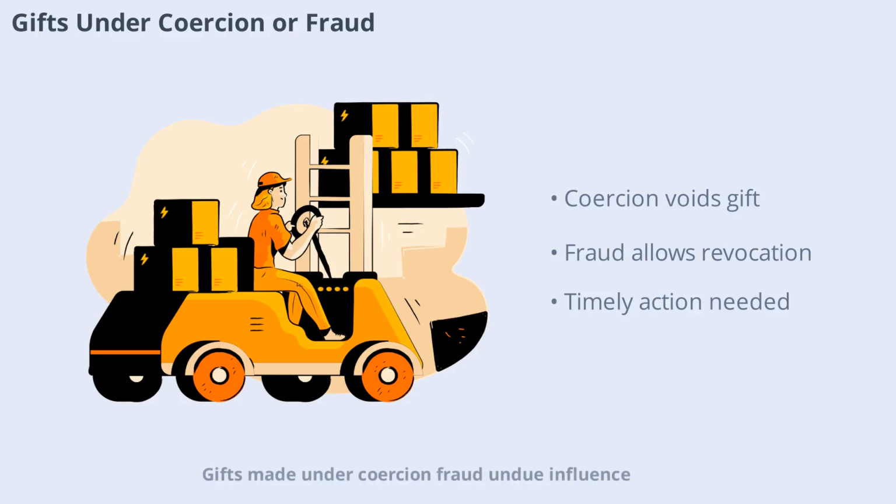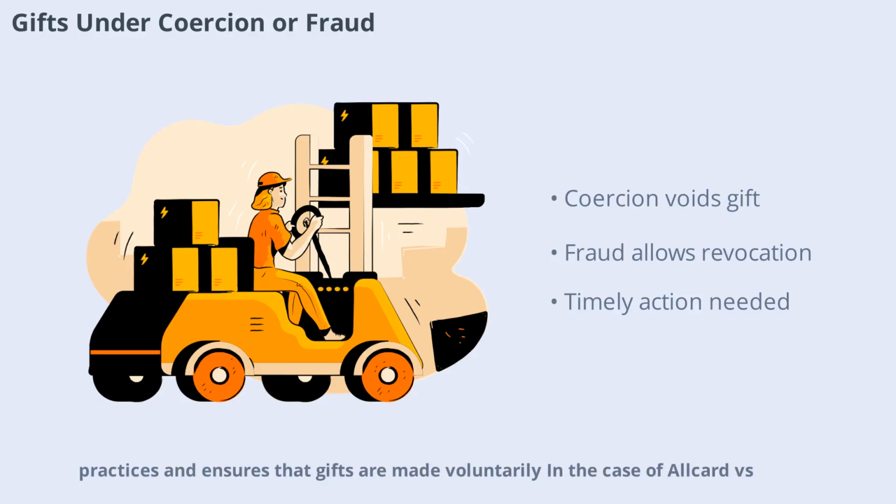Gifts made under coercion, fraud, undue influence, or misrepresentation may be revoked by the donor. The law protects the donor from unfair practices and ensures that gifts are made voluntarily. In the case of Alcard versus Skinner, a gift executed under undue influence was challenged, but the claim was dismissed due to delay in suing. Timely action is essential to protect rights in such situations.